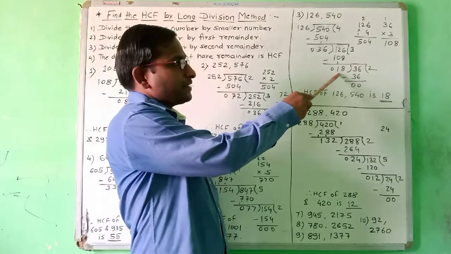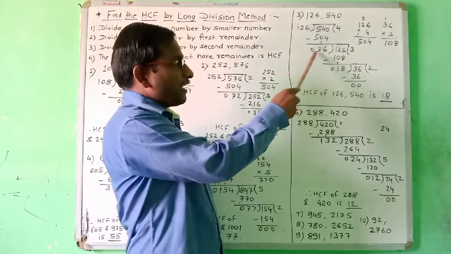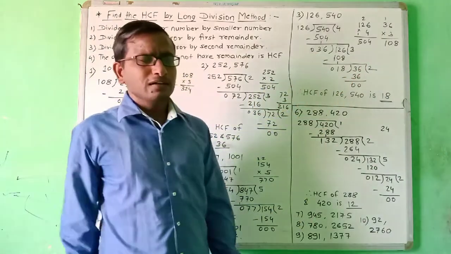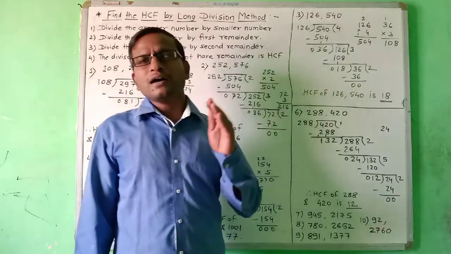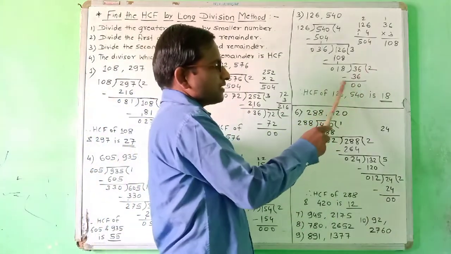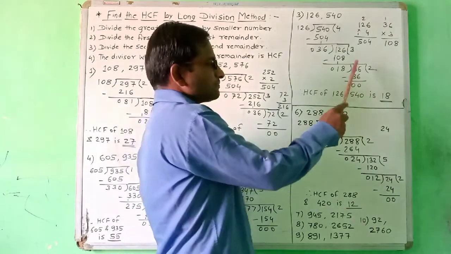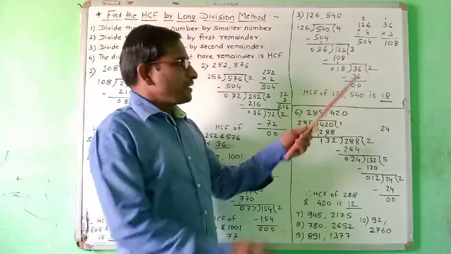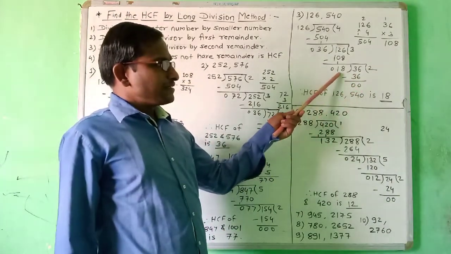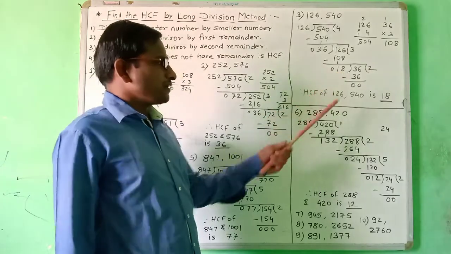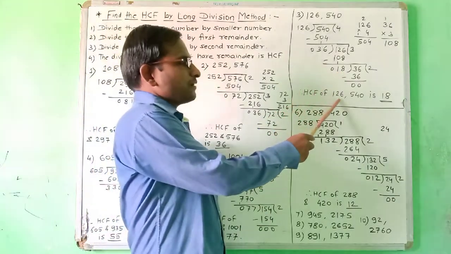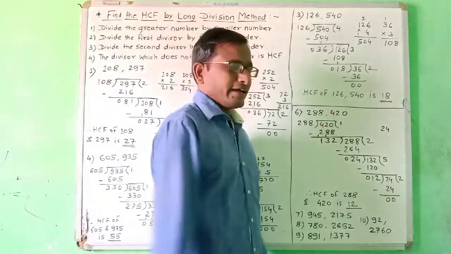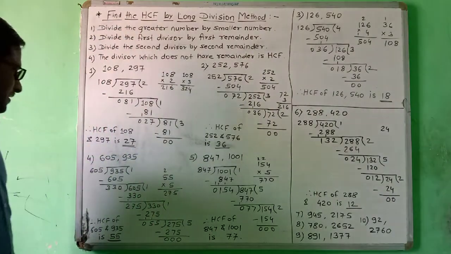This remainder 18 becomes the divisor, and the second divisor becomes the dividend. Then in the 18 table, 36 is present. 18 2s are 36. So write 2 here, and then write 36. And then do the subtraction. 6 minus 6, 0. 3 minus 3, 0. So in the last step, 0. And in the last step, the divisor becomes the highest common factor. So therefore, the highest common factor of 126 and 540 is 18.